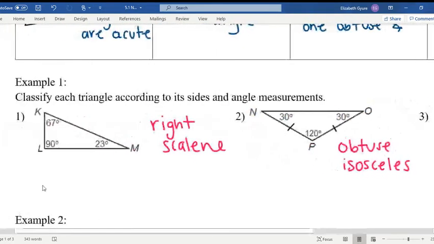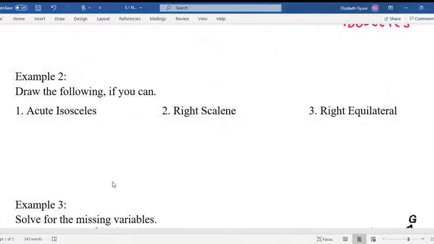All right, so example 2. Draw the following if you can. Now, a few things about the diagrams for these. You're not likely to have to draw one on your test because Canvas. Okay, on a normal year, you'd have to probably draw one. But you will likely have to tell me whether something's possible or not. And sometimes it helps to sketch it out and ask, can I make this happen? When you make sketches, I recommend labeling angles and sides.